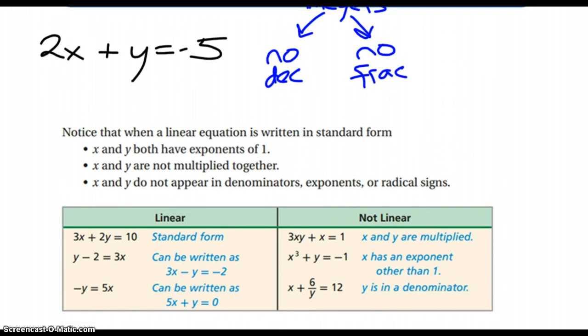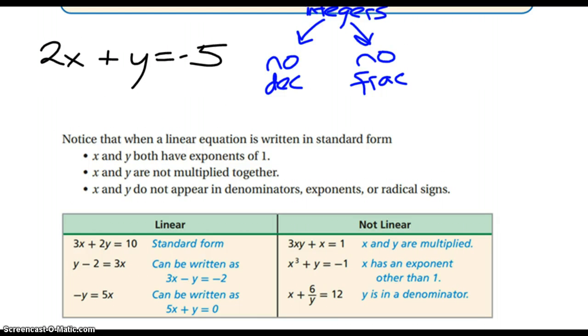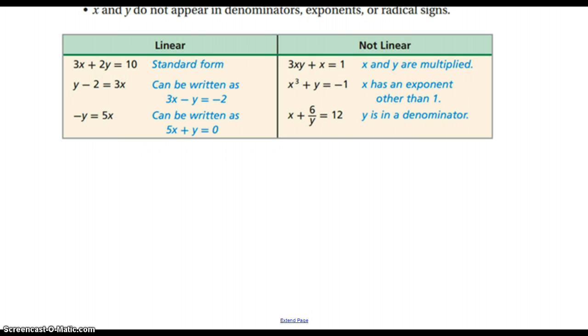Alright, so here are some things that I want to point out. When we have a linear equation in standard form, notice that x and y both have exponents of 1, meaning there aren't any squares or cubes or anything like that. These are all to the first power. X and y are not multiplied together, so there's no xy going on, and x and y do not appear in denominators, exponents, or radical signs. So by looking at an equation, we can figure out if it's going to be linear or not very easily. If it can be put into standard form, that's what they do in the blue, then it's going to be a linear equation. And we'll talk about faster ways to check that in the future.